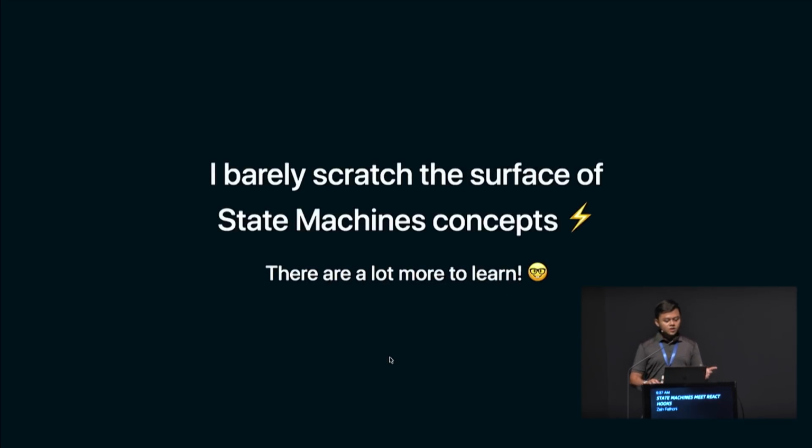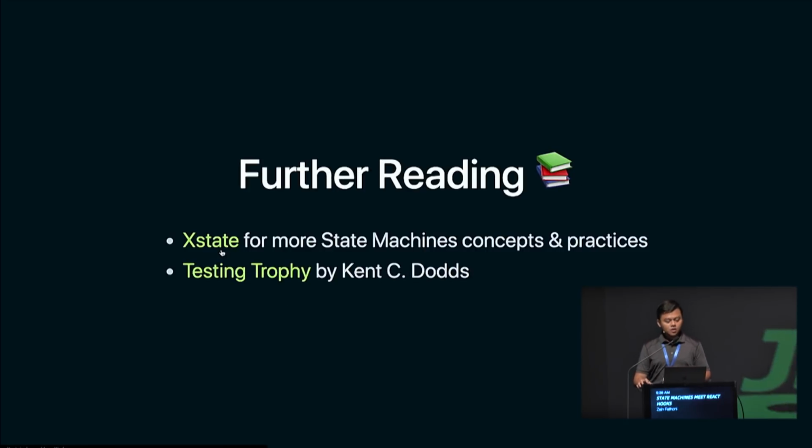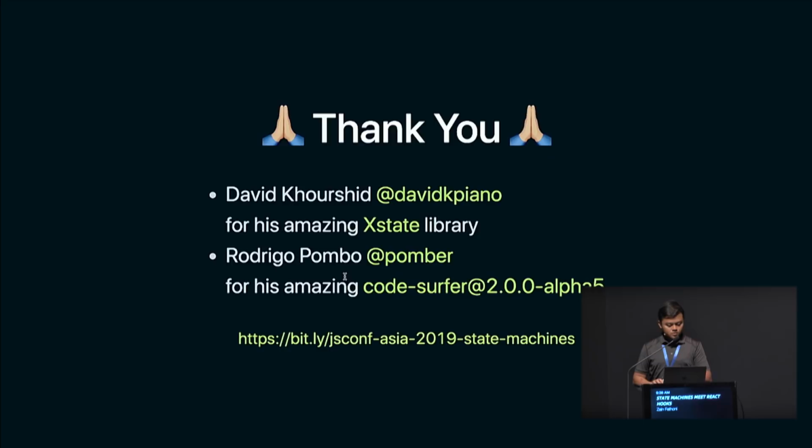So in this talk, I barely scratched the surface of state machine concepts. There are a lot more things in state machines. You can just read up on the XState documentation. There are a lot of things there. In fact, I also haven't learned all the stuff there yet. So I just explained what I implemented. I'm also suggesting you read the Testing Trophy by Kent C. Dodds. I actually took his course, and it seems much more useful to prevent bugs happening in our code, so we can get enough confidence in our code.